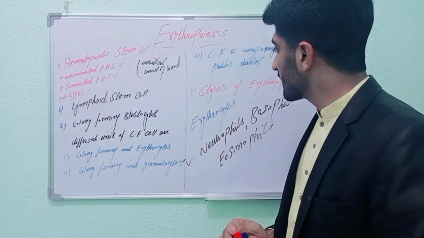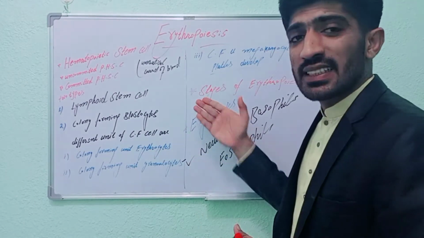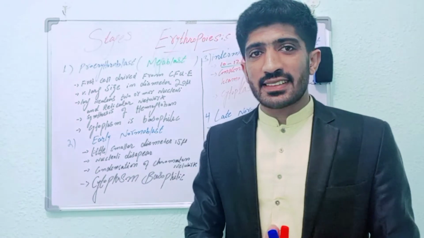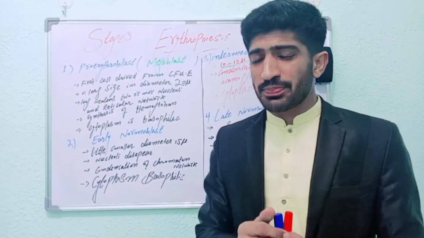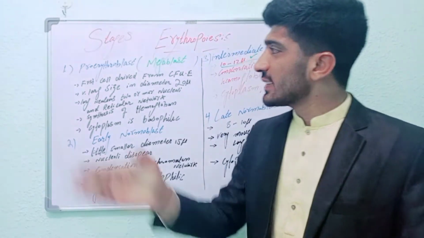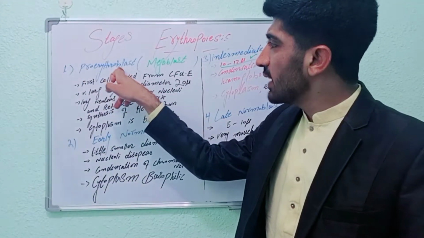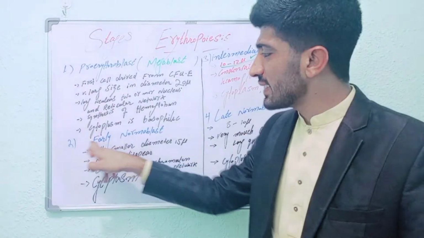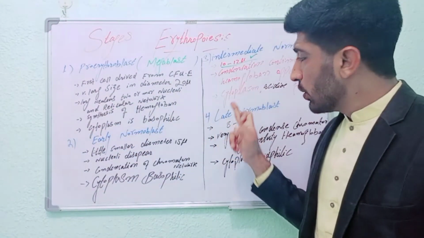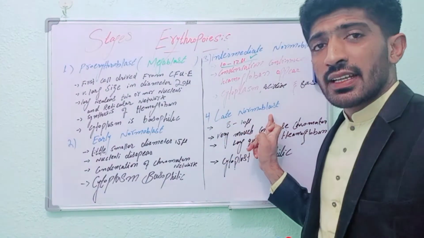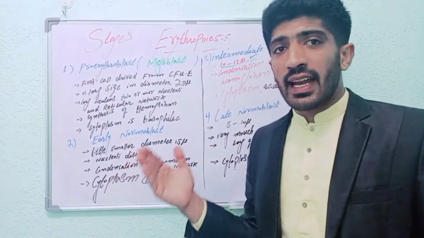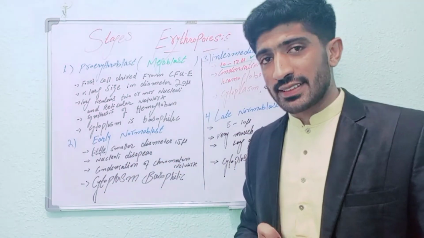So after that we have to discuss the different stages of erythropoiesis. Students, the formation of erythrocytes takes place in 6 stages. First is pro-erythroblast, also called megaloblast. Second is early normoblast. After that is intermediate normoblast. Fourth is late normoblast. Fifth is reticulocyte. And at the end is mature erythrocyte.